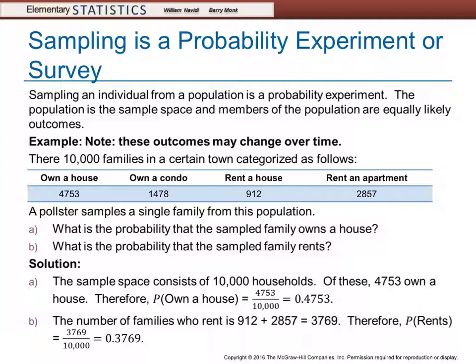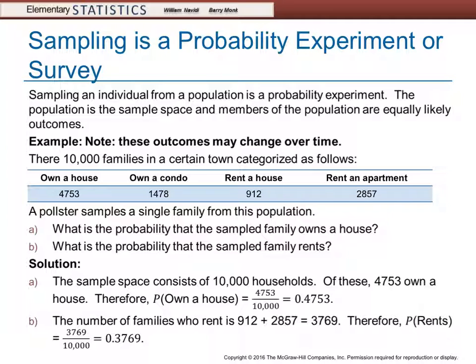Sampling from a population can also be considered a probability experiment. The population is the sample space, and the members of the population are equally likely outcomes. So if we know the total population, for example, we can calculate the probabilities based on that sample. Note, these are outcomes that may change over time.